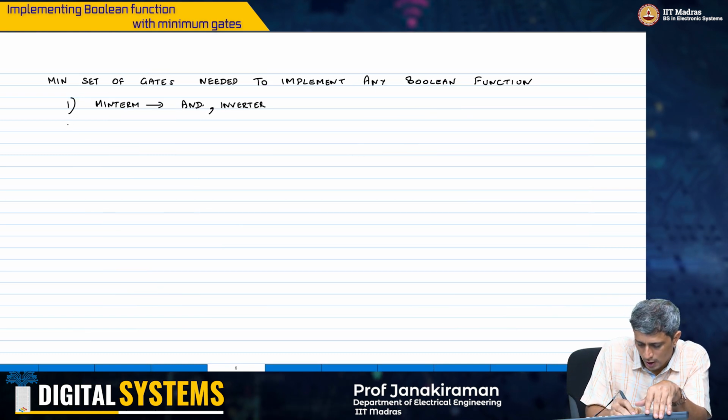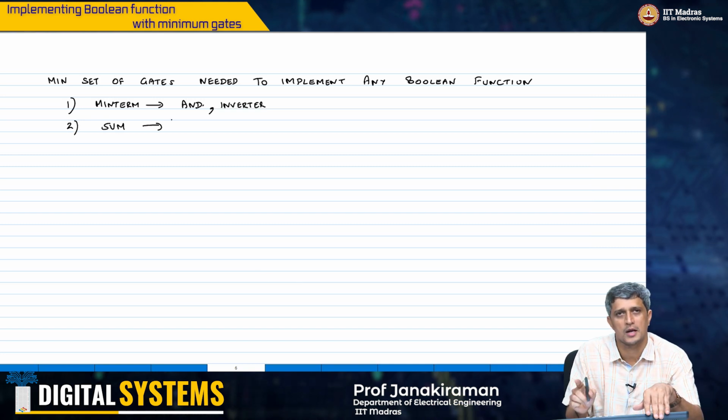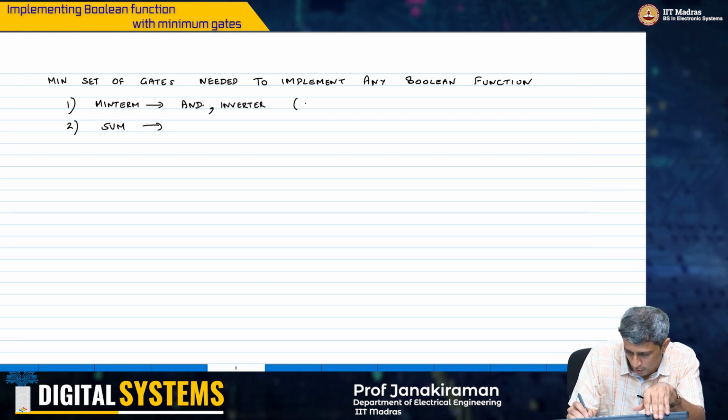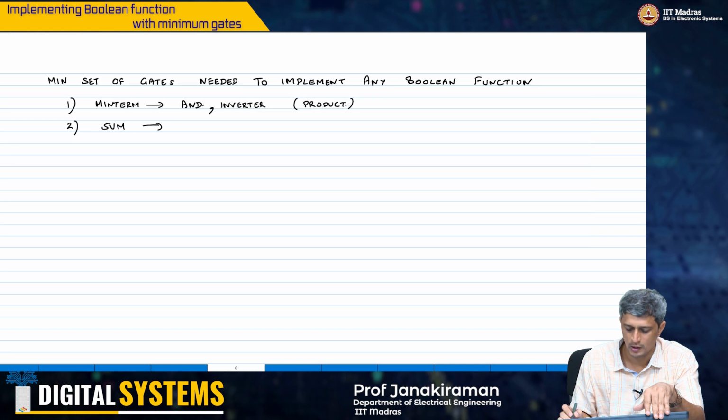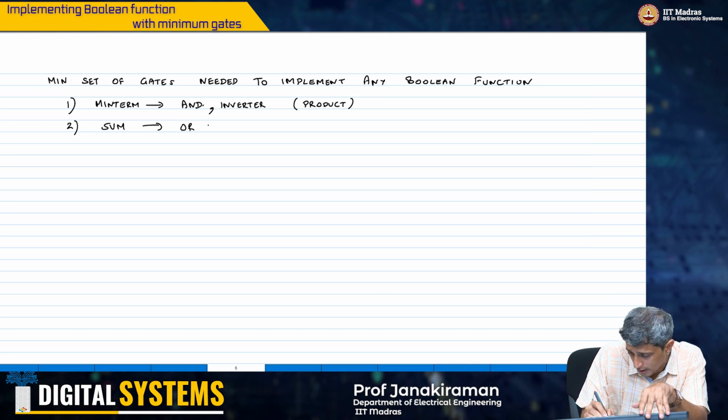Now, on the other hand, for the sum, this is a sum of products. For the product term, this is what we need. For the sum term, I simply need an OR gate.